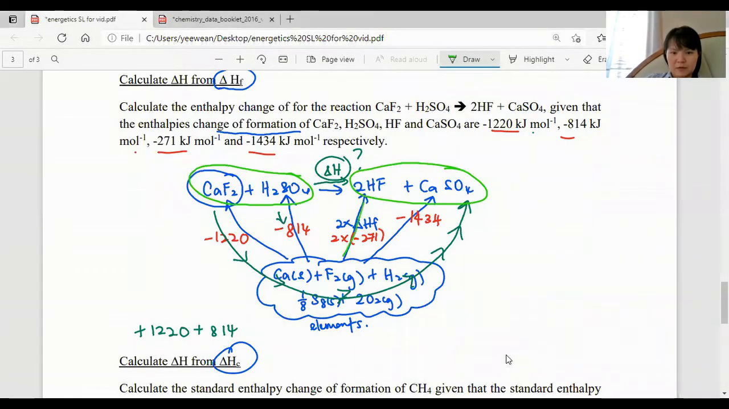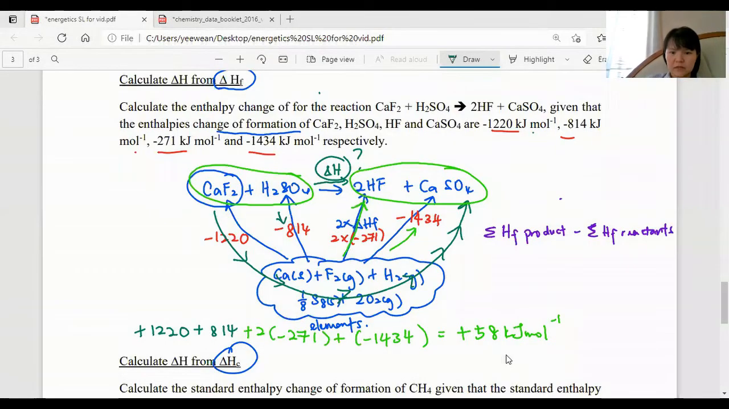But these arrows are in the correct direction. So I'm just going to add 2 times negative 271 plus negative 1434. So I do not turn the arrow around for this. So this is my answer. And for a shortcut, if it's a very direct question, then you can do this: just take the products, going the right direction, and minus the reactants, which is the wrong direction. Okay, so I'll show a separate working for this.